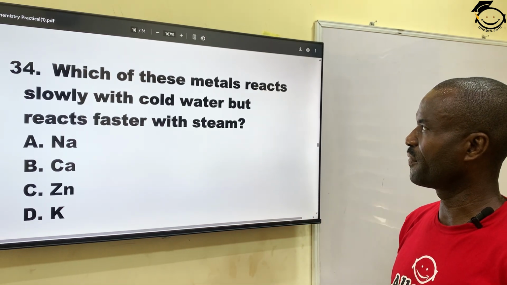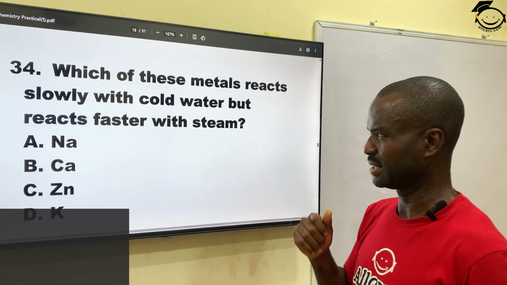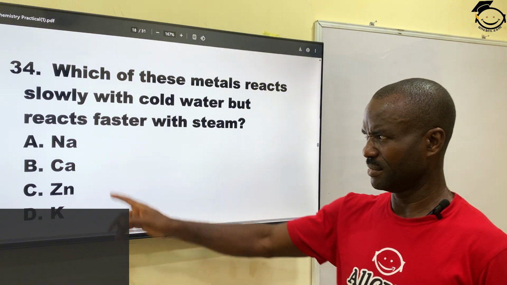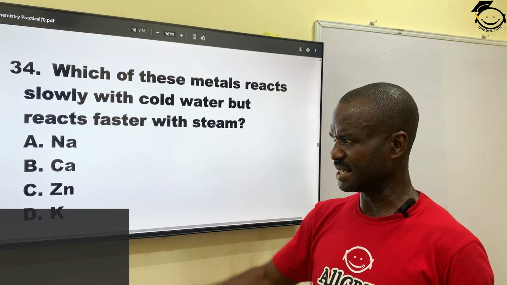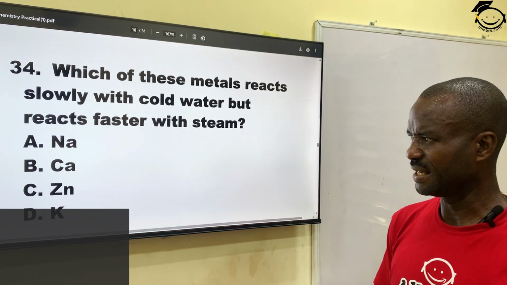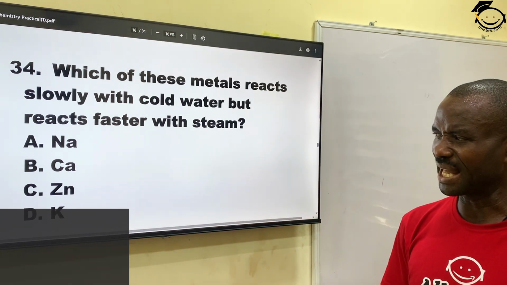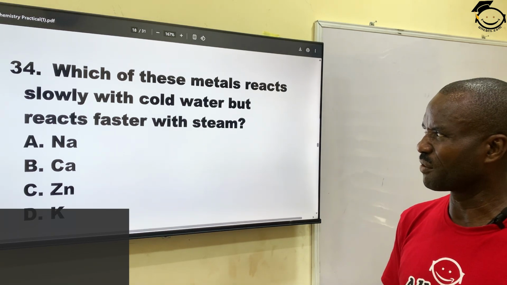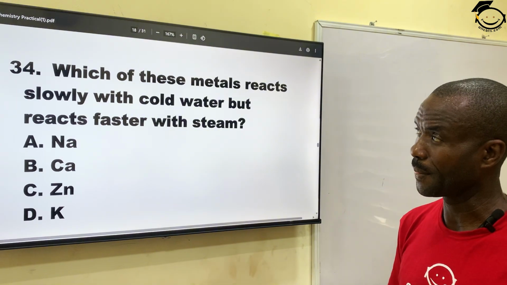34. Which of these metals react slowly with cold water but react faster with steam? A. Sodium. B. Calcium. C. Zinc. Then D. Potassium. The correct answer is zinc. Zinc reacts slowly with cold water but faster when heated. Correct answer is C.